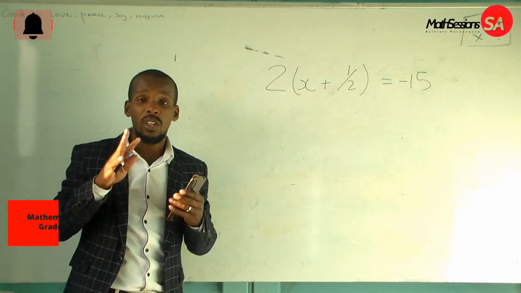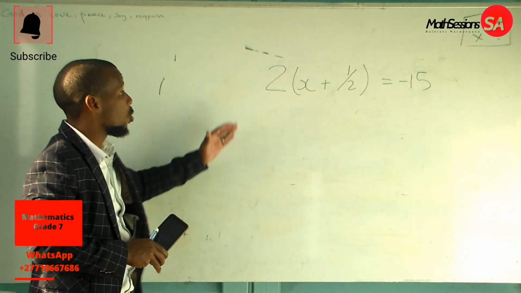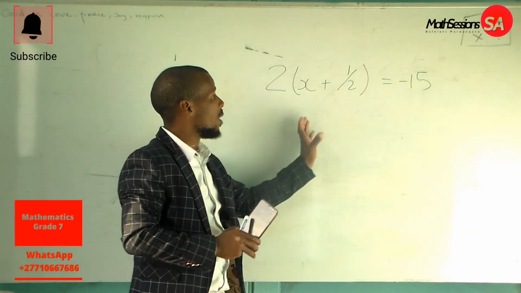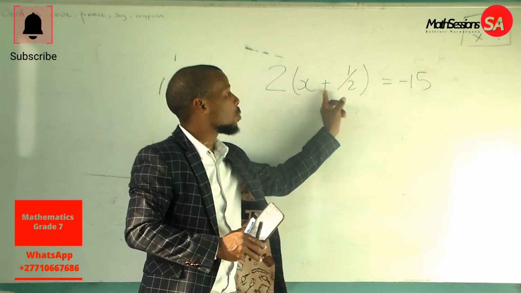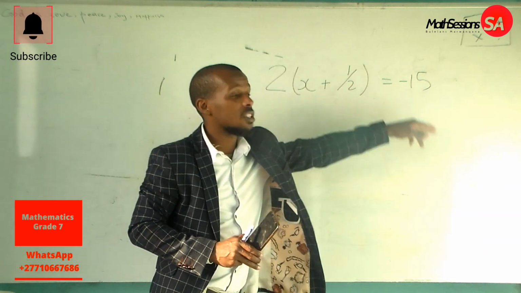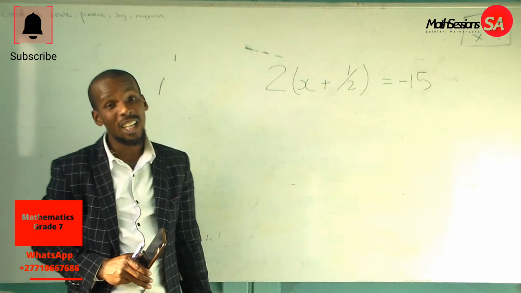Welcome back, guys. Again, we are solving equations grade number 7, and in this, our 7th equation, we have 2 inside the bracket multiplied by x plus 1 over 2. All of this is equal to negative 15. Now, let's find x.